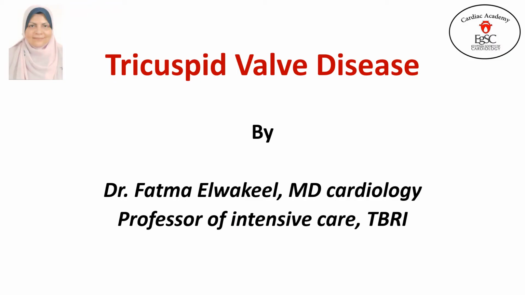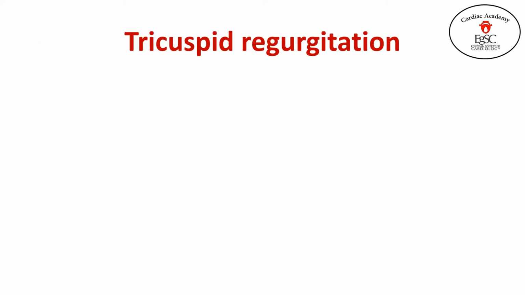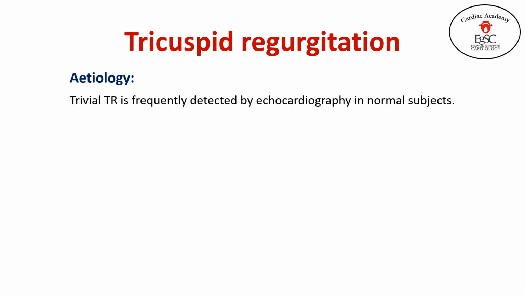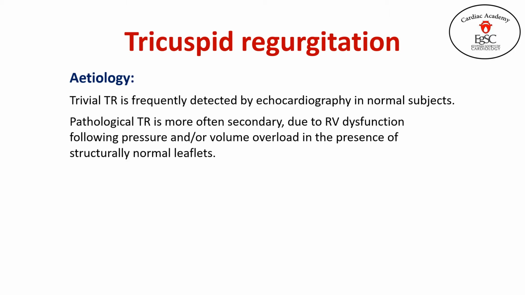Again, I'm Dr. Fatma Elwakeel, and I would like to talk about tricuspid valve disease. Tricuspid regurgitation. Trivial tricuspid regurgitation is frequently detected by echocardiography in normal subjects. Pathological tricuspid regurgitation is more often secondary, due to right ventricular dysfunction following pressure or volume overload in the presence of structurally normal leaflets.